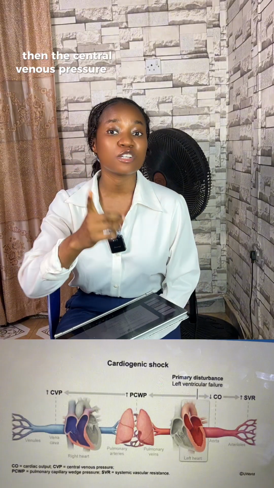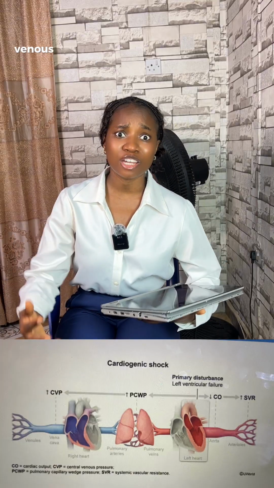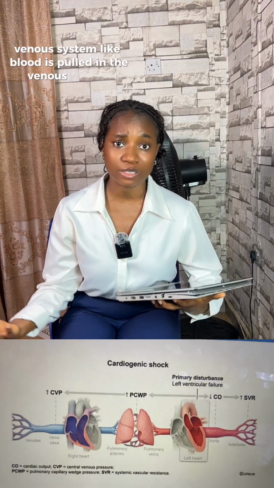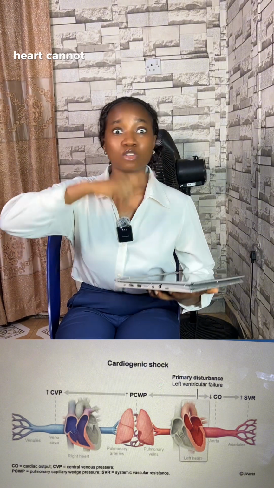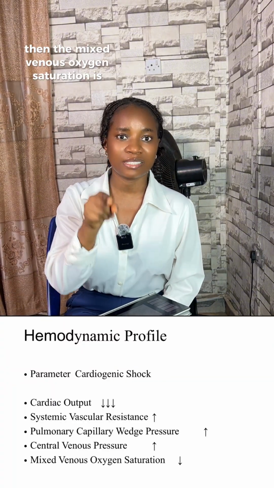Then the central venous pressure is increased because blood backs up in the venous system, because the heart cannot pump it to the rest of the body. Then the mixed venous oxygen saturation is decreased.